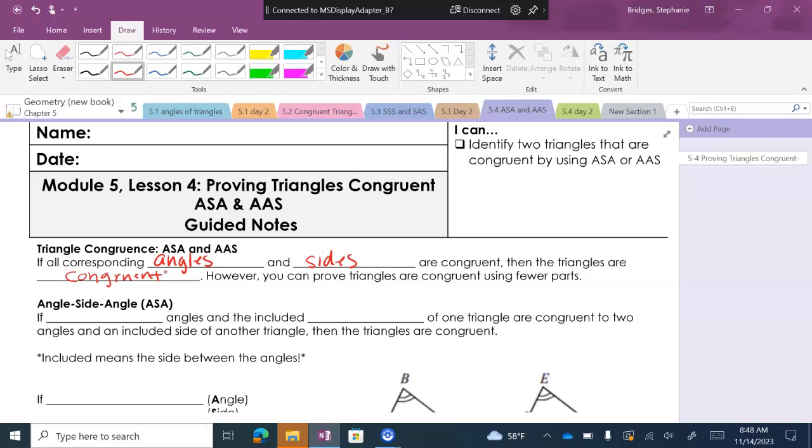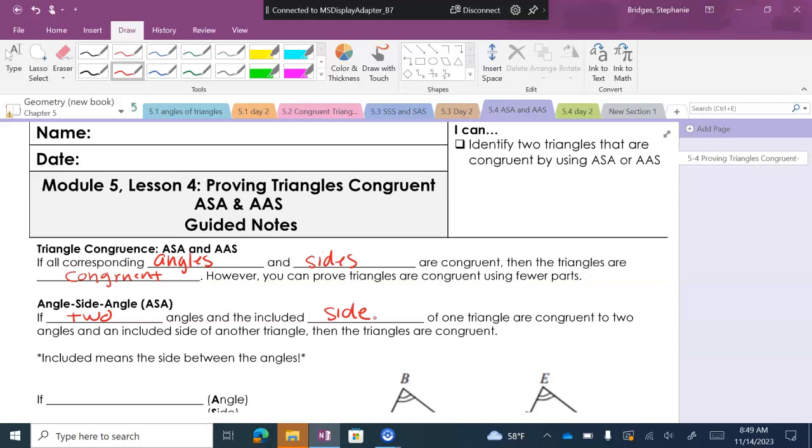Everybody ready? So the first way is angle, side, angle, ASA. This is when we have two angles and the included side congruent. So if two angles and the included side of one triangle are congruent to two angles and the included side of another triangle, then the triangles are congruent. And it kind of looks like this, okay?